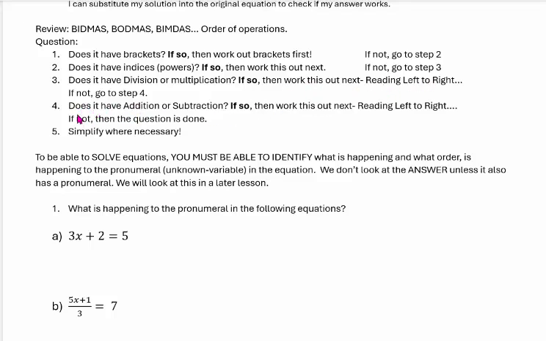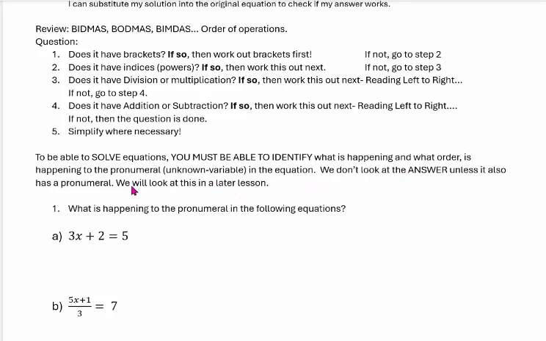Same with addition or subtraction. Does it have addition or subtraction? If so, then work this out next, reading left to right. Remember, you can do subtraction before you do addition. It's not a big deal. Remember, the sign in front belongs to it. Sometimes we might need to simplify when necessary. So if we had expressions, which we've done before, you collect your like terms and then you go into this deal. Okay, to be able to solve equations, you must be able to identify what is happening and what order.